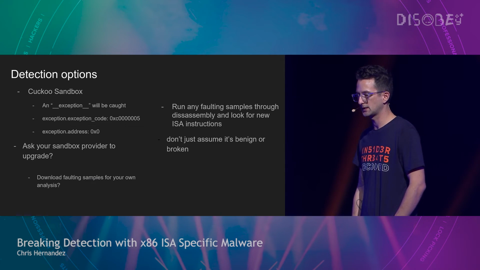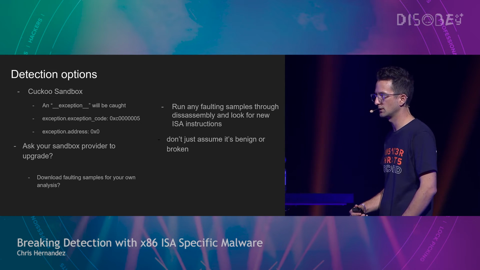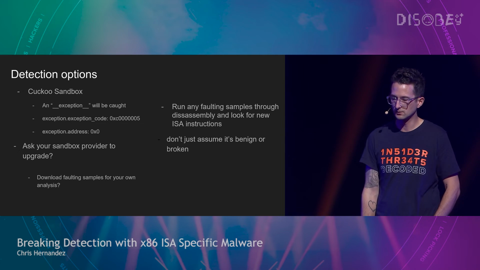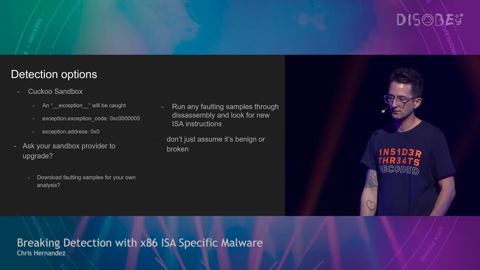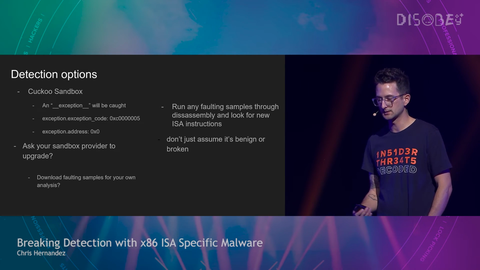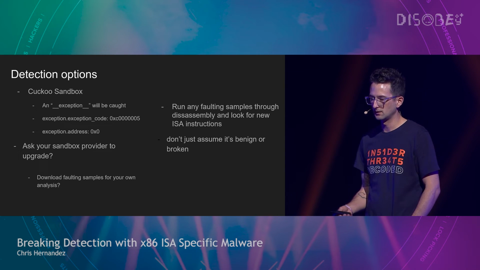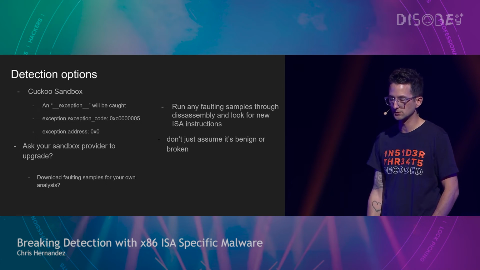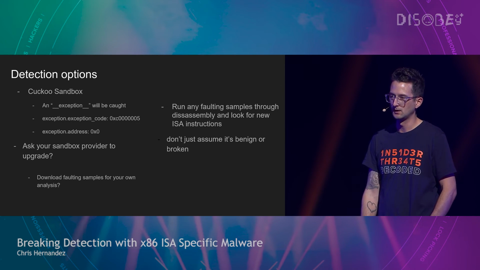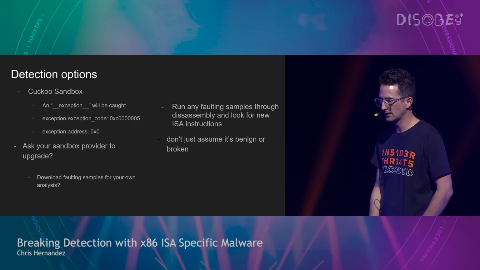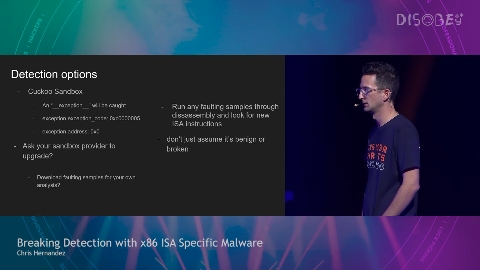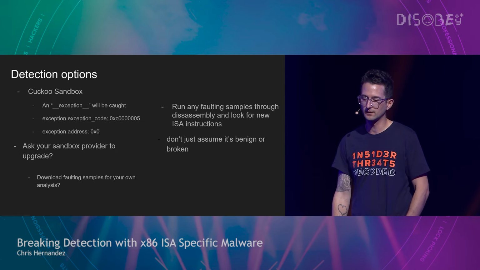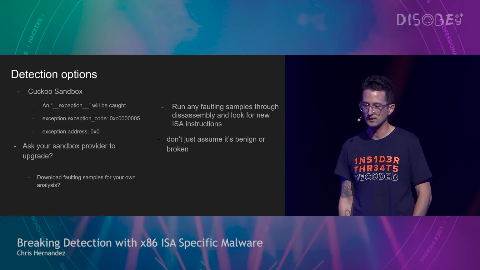So what are the detection options that you have? If you run your own sandbox in your environment and you detonate a payload in Cuckoo Sandbox, for example, you'll record that an exception was caught. It'll be a null exception address and a hex 5 exception code. So you could potentially look for that. If you are using a cloud-based sandbox, you could potentially download any faulting or failing samples for your own analysis.